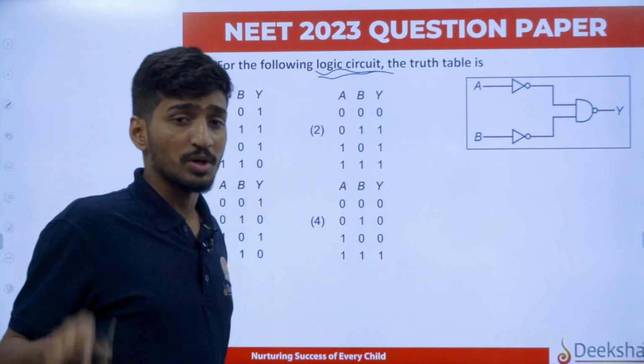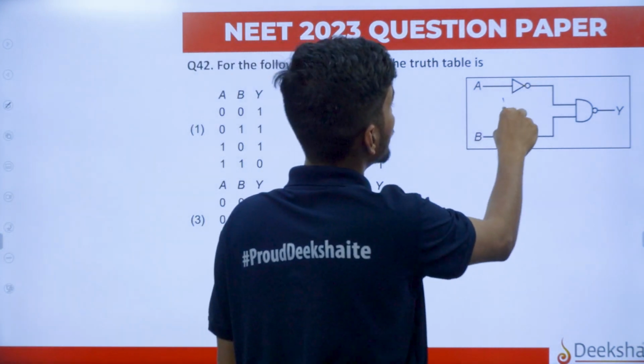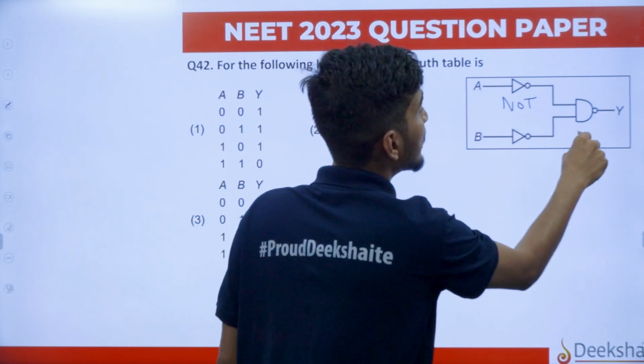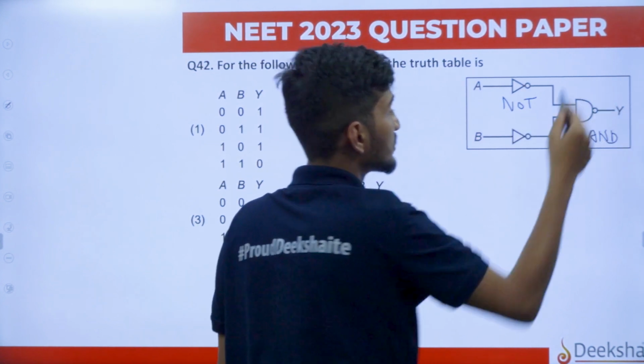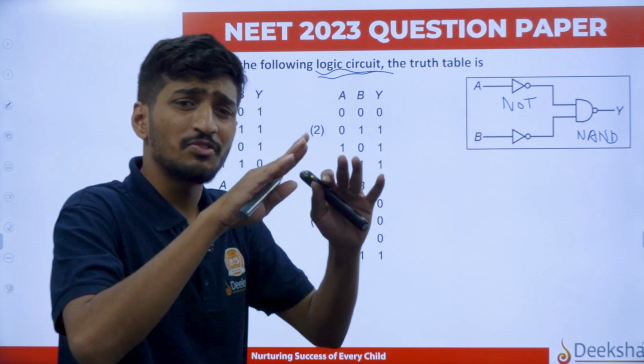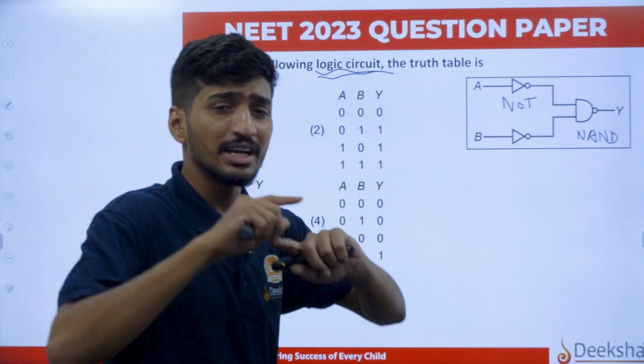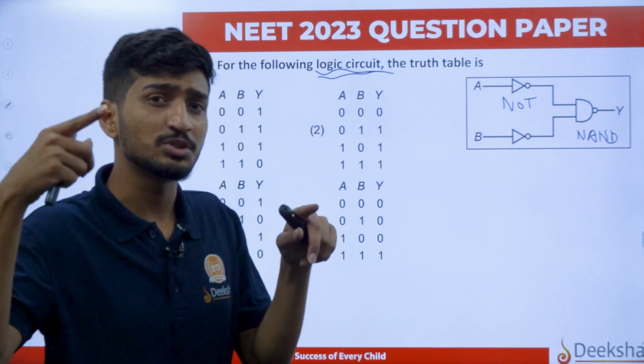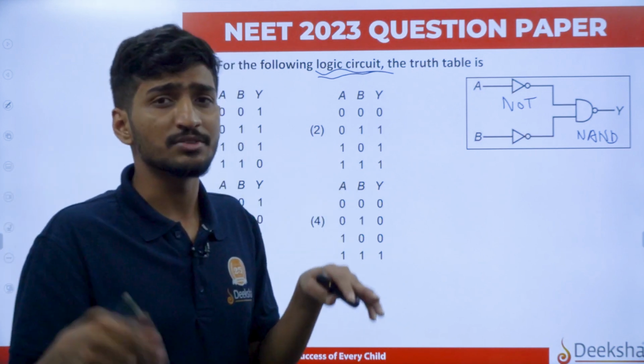So this year we have gotten this one. This is a combination of 2 NOT gates and a NAND gate. Okay. So as you know, what does a NOT gate do? It just flips the value. Whatever value you feed it, it just flips it. If you feed it 0, it gives you 1. If you feed it 1, it gives you 0.